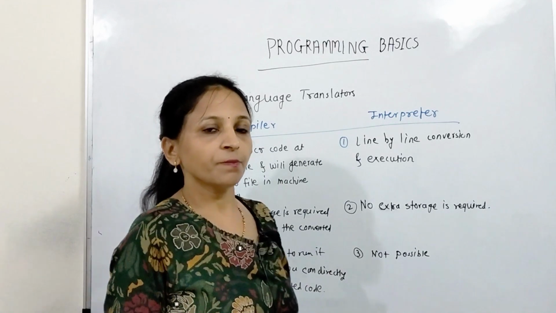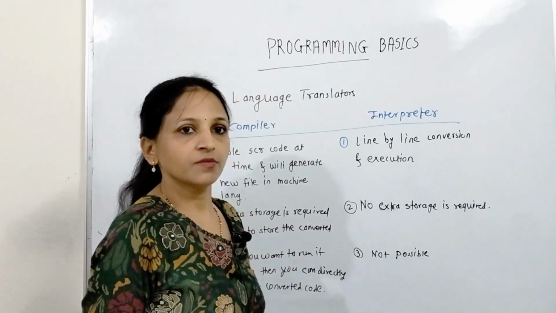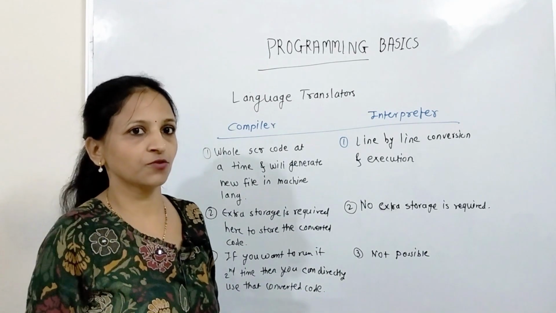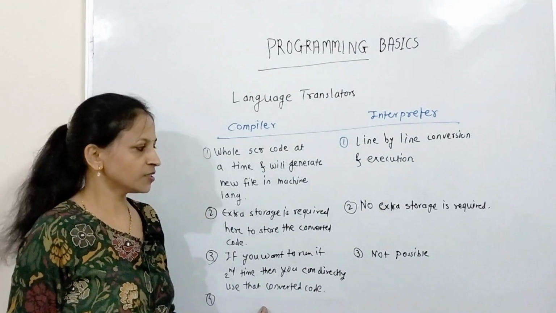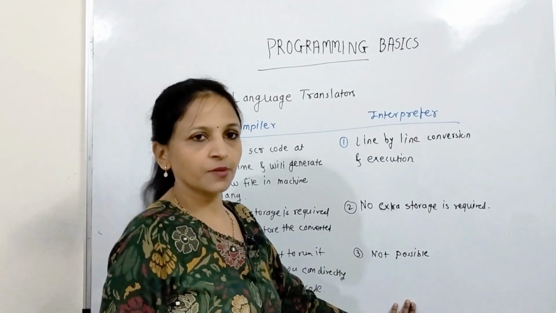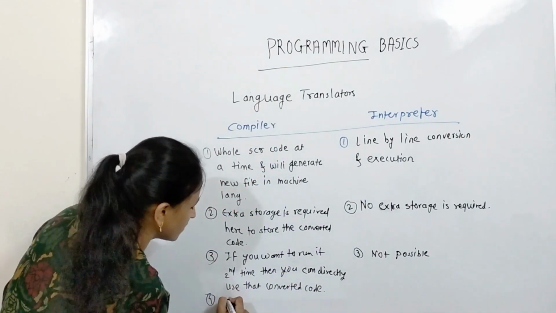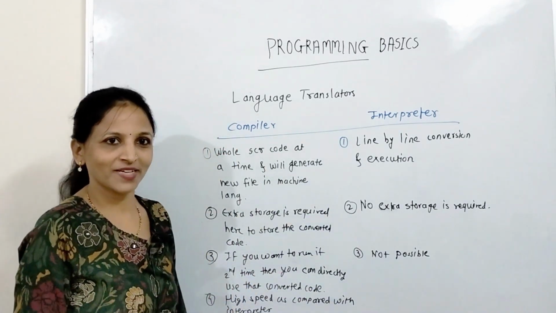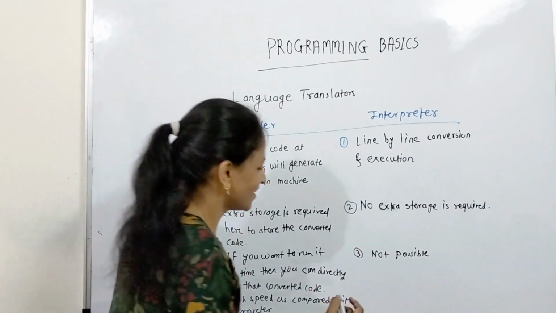Now the next one: compilers are high speed, because here the whole code will be converted and at a time the whole code will be executed. That's why these are high speed as compared with an interpreter. Here speed is high, and in case of an interpreter it is low speed as compared with a compiler.